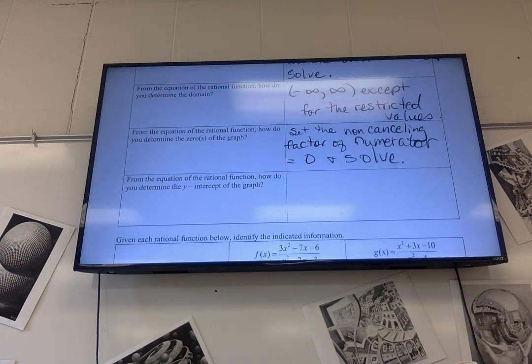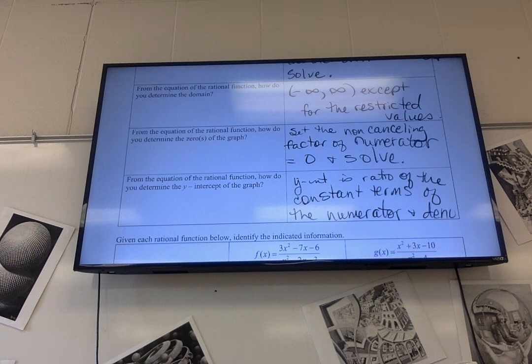And then from the equation of the rational function, how do you determine the y-intercept? The y-intercept is the ratio of the constant terms, the ones that don't have an x, of the numerator and denominator, top and bottom. That's all stuff we did. Now we're just writing down what it is we did. Just so you have something to look back on and go, oh, that's what we did.